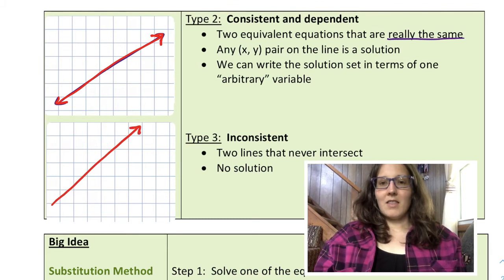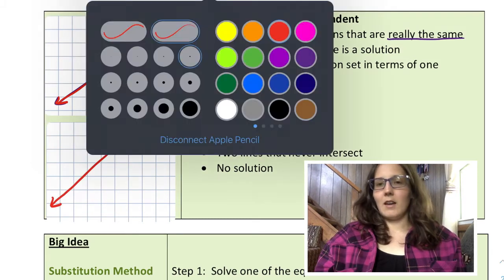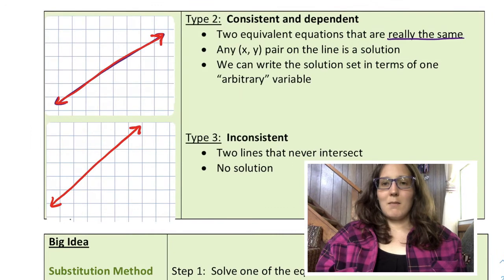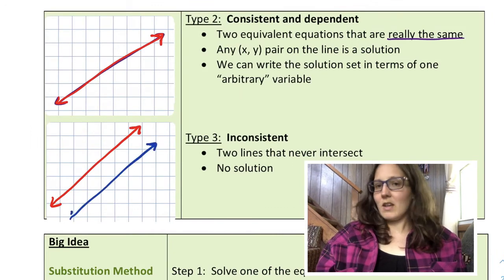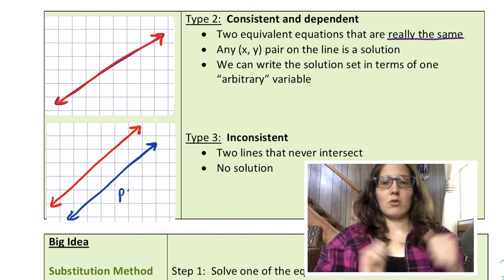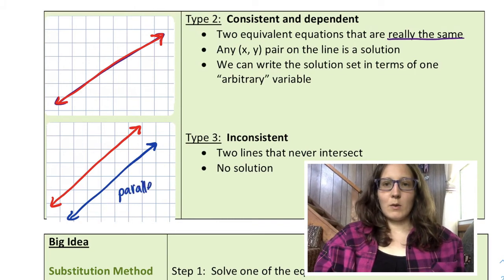The last kind that you can have is what's called an inconsistent system, and that means that your two lines are never going to intersect and there is no solution to that type of system of equations.